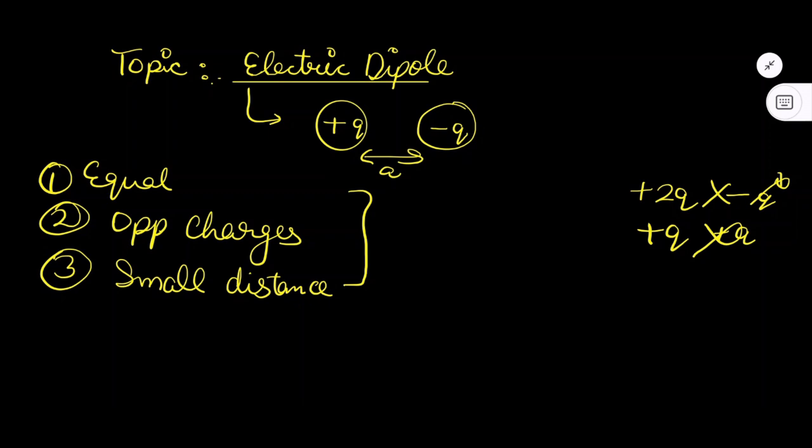If we have to see examples, mainly we'll get examples of the electric dipole from chemistry. Suppose we have a molecule called HCl. It has a positive sign contributed by hydrogen and negative by chlorine. So it is a perfect example of an electric dipole, right?